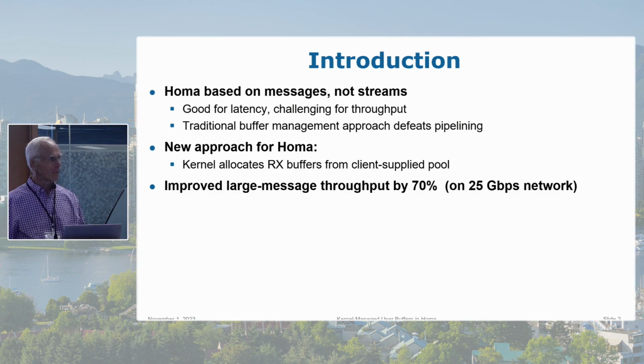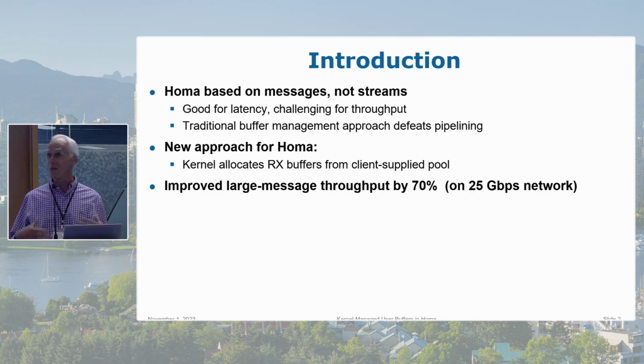I want to talk about one of those issues today, in particular, introducing messages rather than streams. This is actually great for latency. Homa has really superior latency, but it's often challenging for throughput, for reasons I'll talk about in a second. The traditional approach to managing user application buffers pretty much defeats pipelining in Homa. You can't pipeline like TCP, and so the throughput was not as good in Homa as it was in TCP. What I want to talk about today is how I fix that by introducing a new buffer allocation scheme.